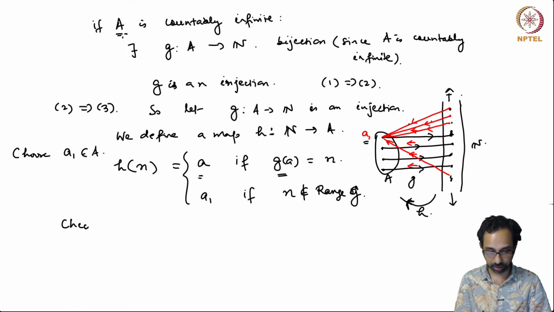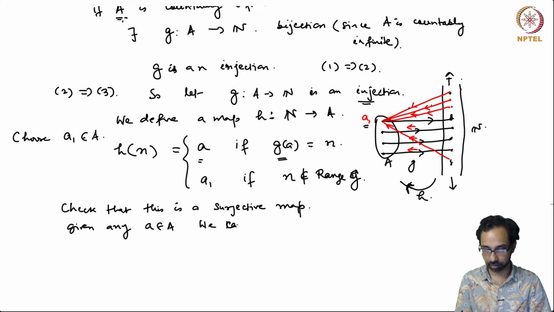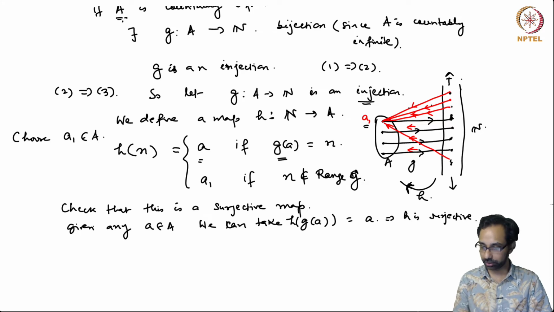And check that this is a surjective map. This is true because you have an injective map. So given any A in A, we can take the element G of A and then apply H to it. Then H of G of A is simply A. Okay, so H is surjective. So this means that 2 implies 3.